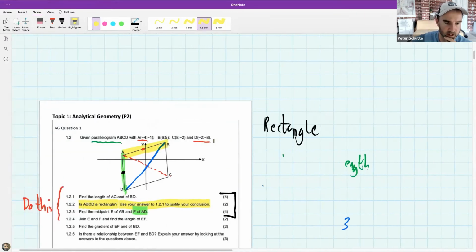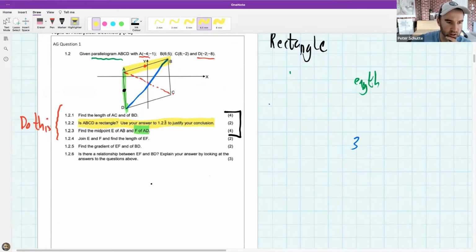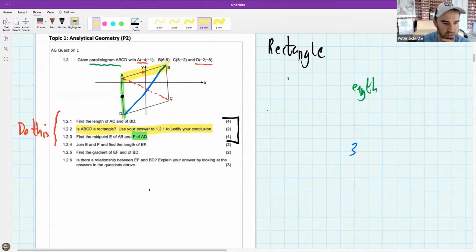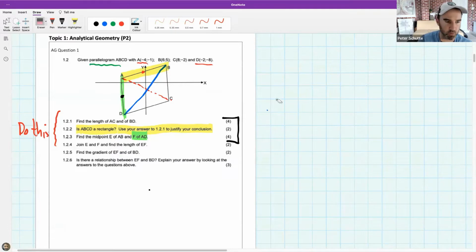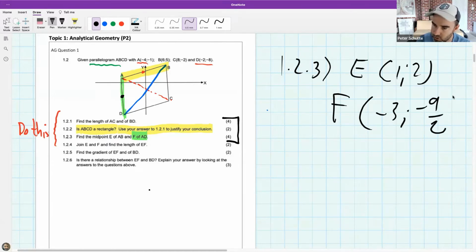Okay, so guys, while I just get myself a little bit more sorted out, can I ask you to continue with this question? What I want you to do is try the answer for 1.2.3. I'll just put it up on the board. E should have been 1, 2, and F, you should have got minus 3, minus 9 over 2.